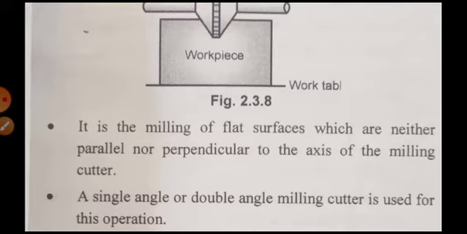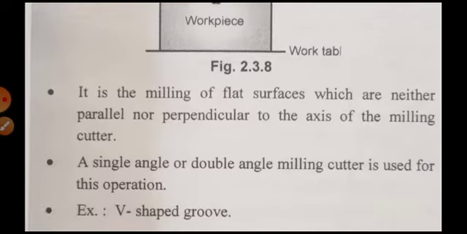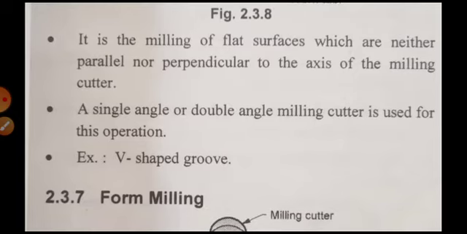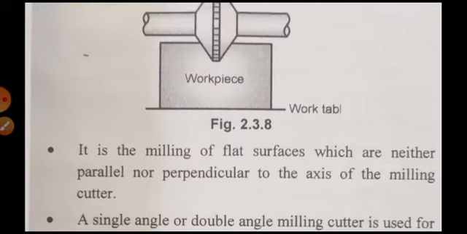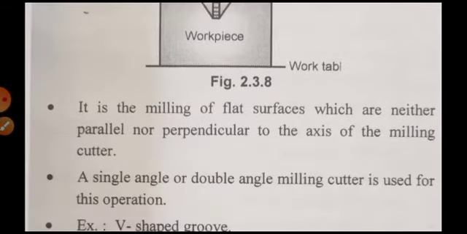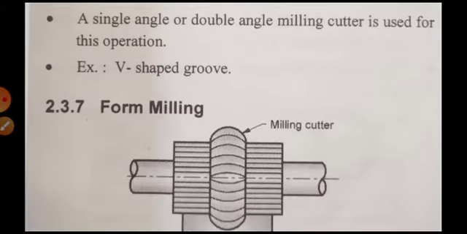It is the milling of flat surfaces which are neither parallel nor perpendicular to the axis of the milling cutter. A single angle or double angle milling cutter is used for the operation. Example, V-shaped grooves, which you might have seen on a bench vice. The V groove is made on that. The same are machined by this angular milling operation, in which a specific type of tool, an angular cutting tool, is used.